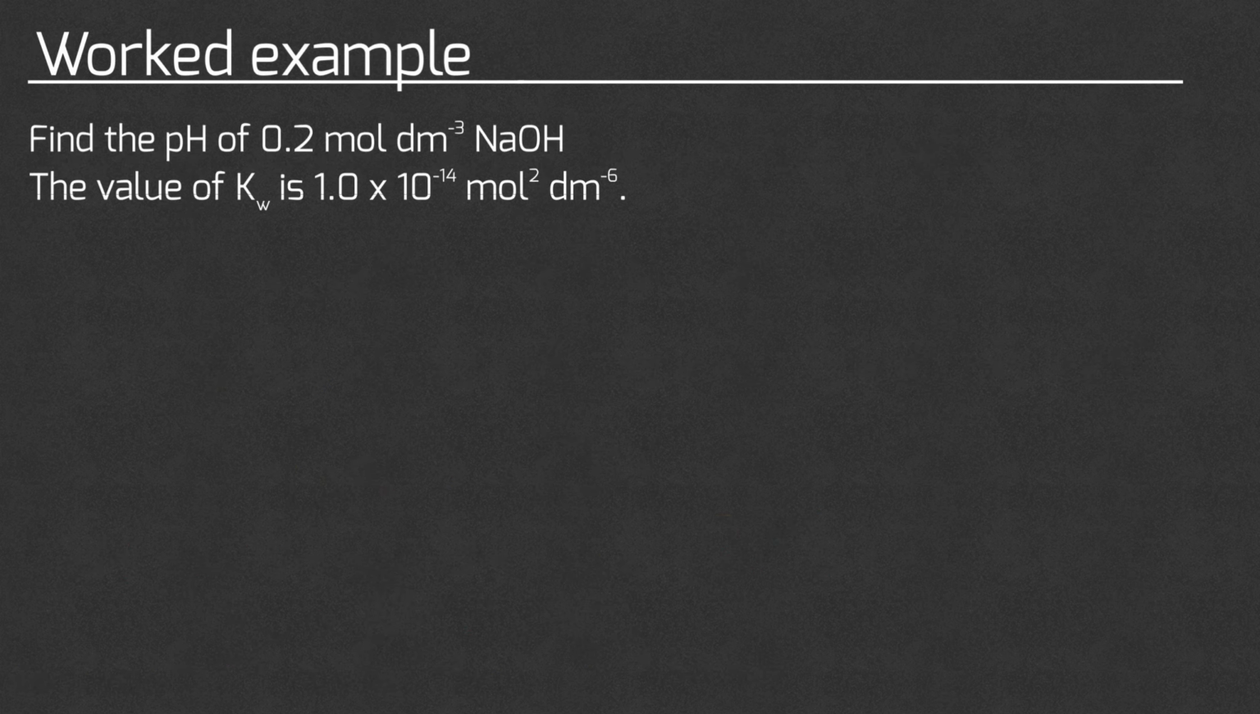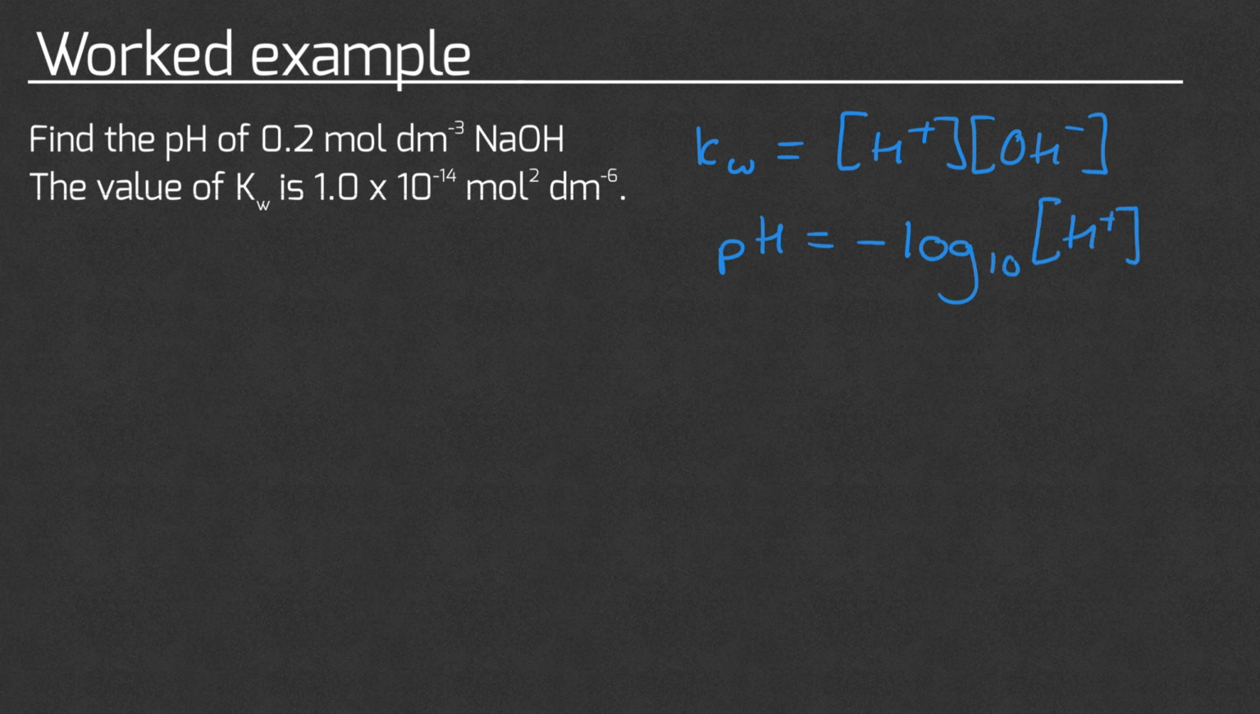We've been asked to find the pH of a 0.2 mole per decimeter cubed sample of sodium hydroxide, and we're given the value of Kw. The first thing we need to do is write down all relevant equations for this question. So we're going to need to write down the equation of what Kw is, and then how we can calculate the pH. So these are the two key equations we need for this question.